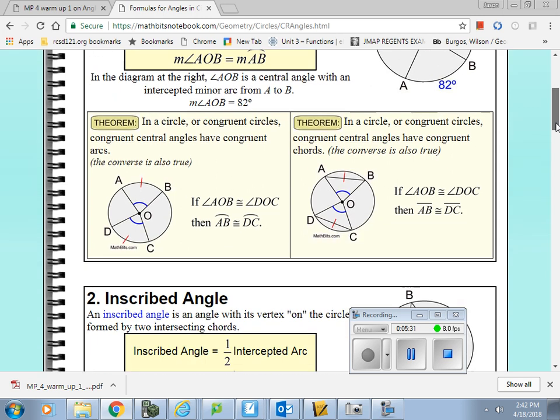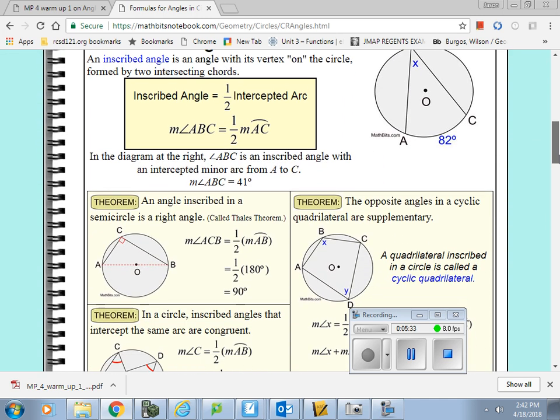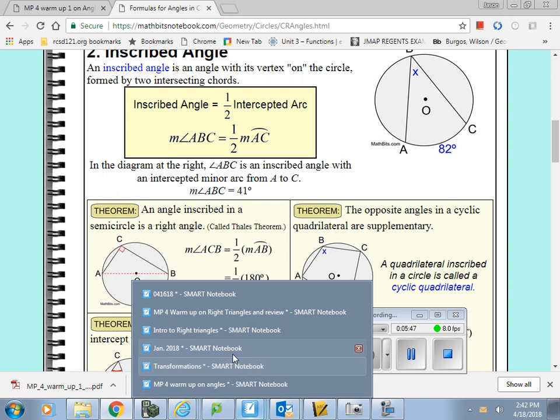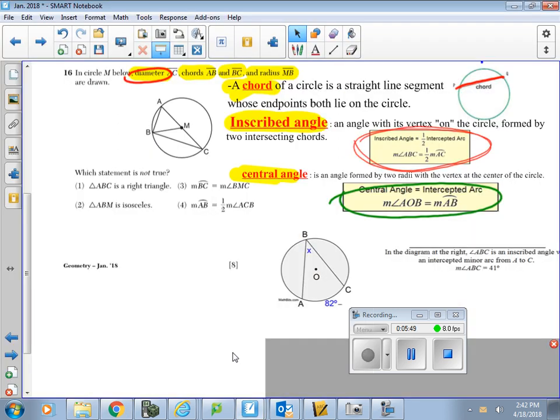Now, if we go down, we have an inscribed angle, which I described to you, and you have the measure out here of 82. That means x will be half of that, which is 41. Okay, and we saw that. All right, so let's go back here, and now let's look at the question and the answer choices.